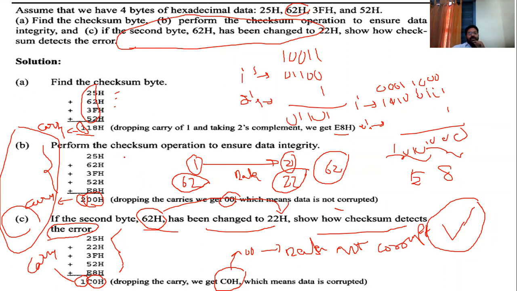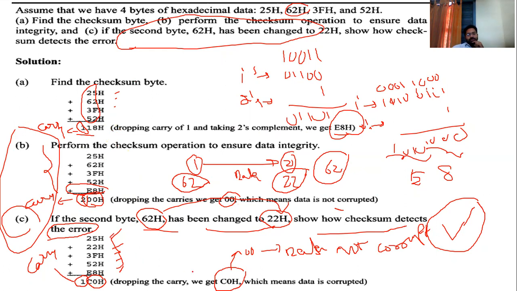B is the correct case: suppose you send 62 and also receive 62. Why can you confidently say you get the same number that you sent? The reason is that you can check by simply adding all the numbers. What number will you get? E8. See this, you get 0, 0, that means you get the correct number. But here you get 22. You can add this 22 to the remaining numbers: 25, 62, 3F, 52.